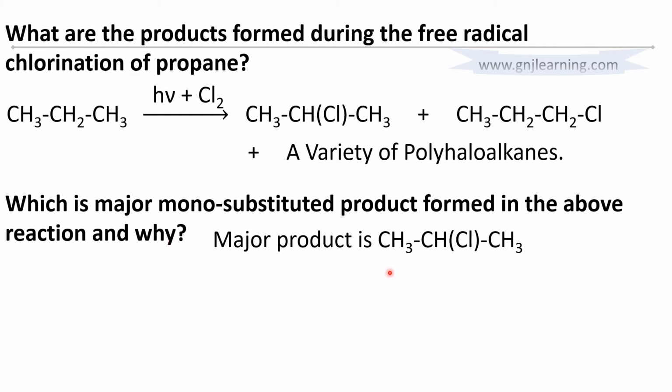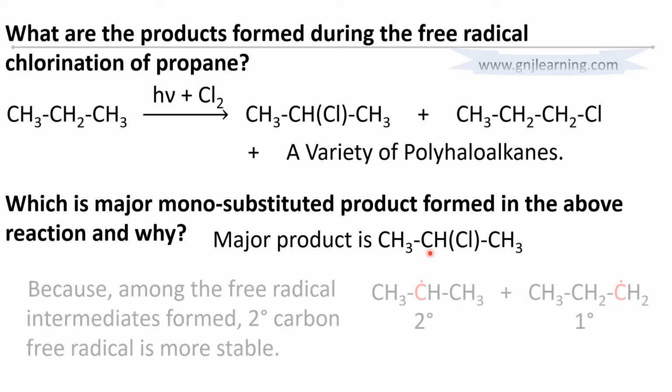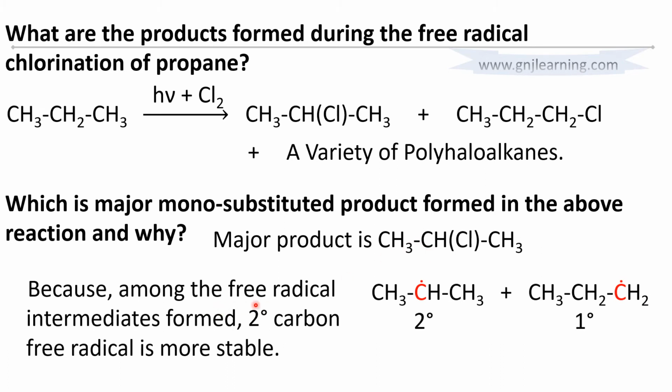Which is the major product? The answer is, the priority will be for the secondary substitution. Why is it so? It is because among the free radicals, yesterday or in the last class we saw that intermediates are formed here as free radicals.